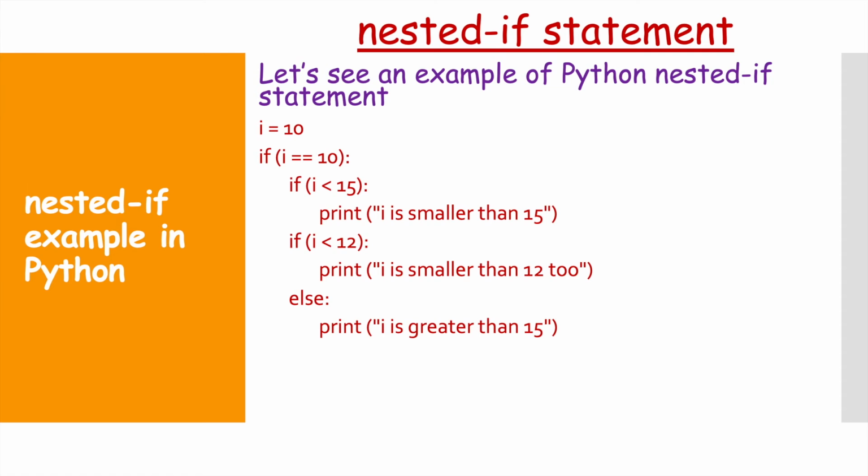What you are going to get as the output is "I is smaller than 15", because the first if condition within the main if is true, that is I is less than 15. So your statement "I is smaller than 15" got executed. Then the second if condition, that is I less than 12, is also true. So your second print statement, that is "I is smaller than 12 too", has also got executed.